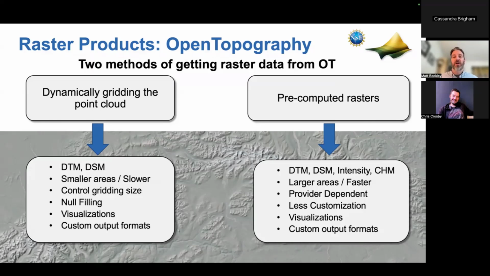Pre-computed rasters are a lot of our data providers, when they give us their point cloud, they also have created their own rasters. So they've already pre-gridded the data and they want to supply that to us. So we take that and supply that to the user as well. Again, these are things like digital terrain models, digital surface models. Sometimes we get other products like intensity or canopy height models.